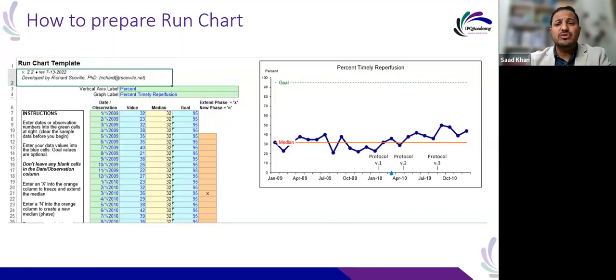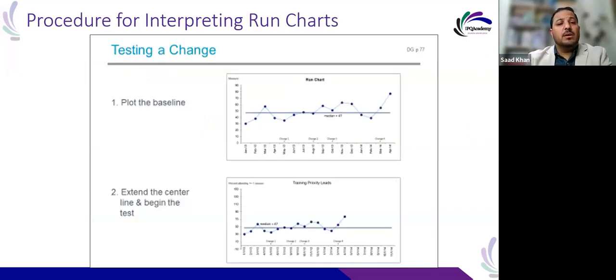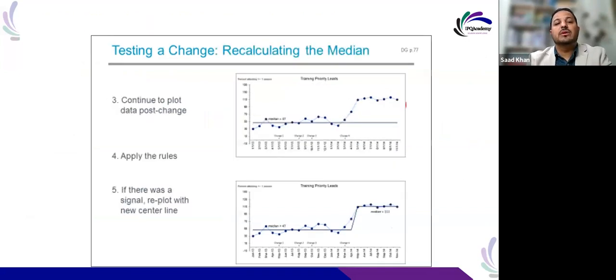Now, once you have a graph, you put the baseline, and after plotting the baseline, you will get the graph. You have decided that this is the baseline process which you had. Now you have gone for improvement, that you found out that there is an improvement required. So you will extend your central line, and you will begin to test your change. So after beginning your change, you start plotting the data after the change point, and then you will apply the rules on the run chart.